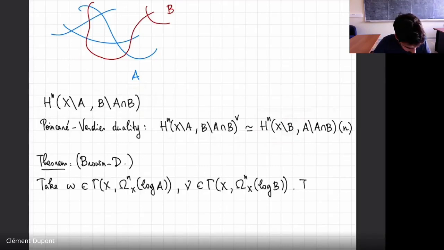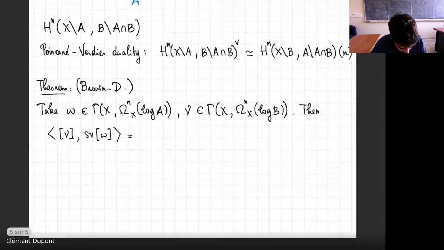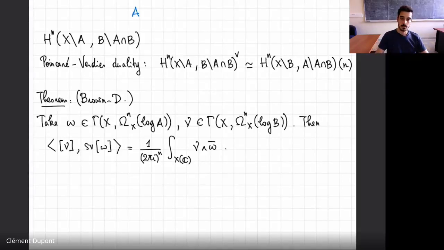Good. And then you can play the single valued period game, meaning you can take the class of nu, viewed as a linear form on the de Rham cohomology group, and apply it to SV of the class of omega. So this is some entry of the single valued period matrix. And it has this shape. It's 1 over 2 pi i to the n times the integral on the complex points of X, so this is a smooth projective variety, of nu wedge omega bar. So what this theorem says is that single valued periods very concretely are exactly those types of integrals.